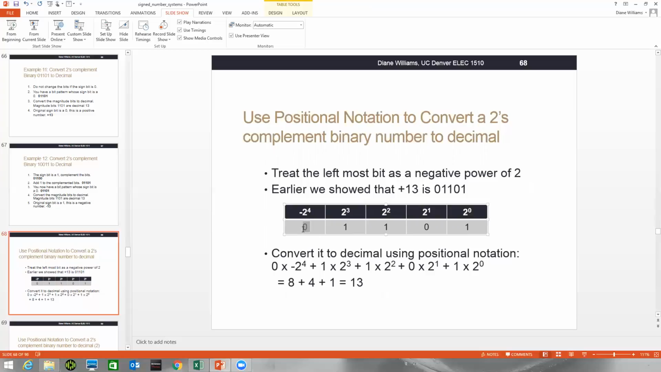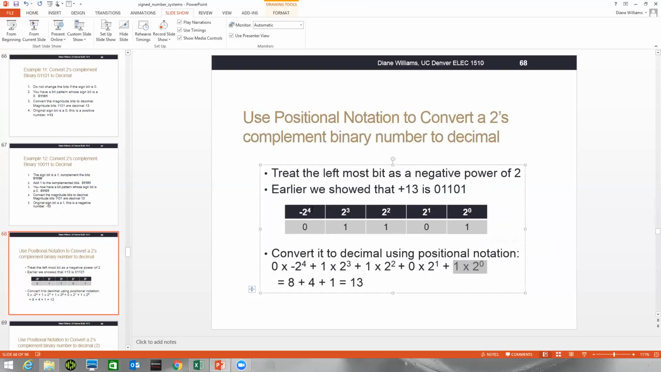So if I take this and I say, let's take 0 times 2 to the 4th, plus 1 times 2 to the 3rd, plus 1 times 2 squared, plus 0 times 2 to the 1, plus 1 times 2 to the 0. Well, 0 times anything gives me 0. The zeros drop out. So I can just say this is 8 plus 4 plus 1 equals 13. Right? I get the right number.